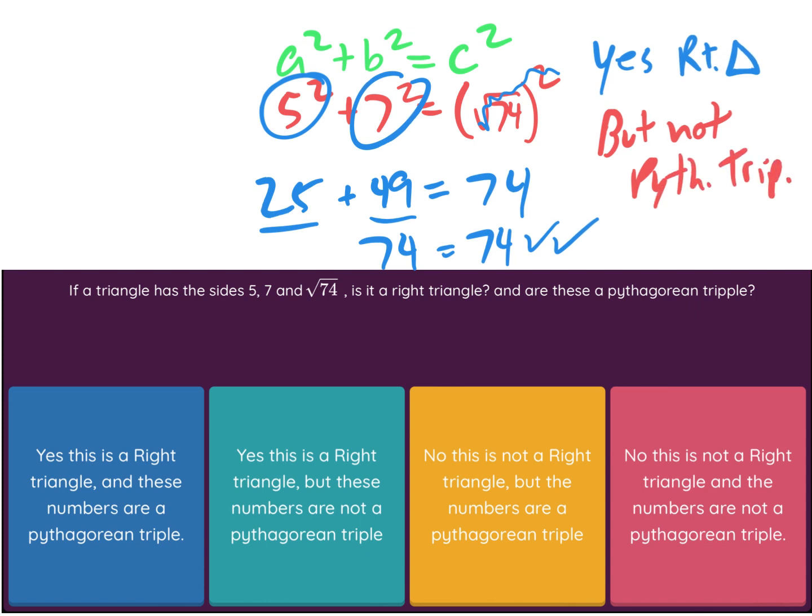Why are they not a Pythagorean triple? Because one of the sides was not a counting number. I mean, this is an irrational number. The square root of 74 is a crazy decimal. So that's what makes it not be a Pythagorean triple. Do you guys get it?